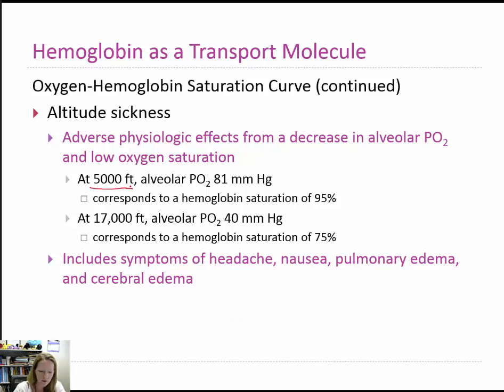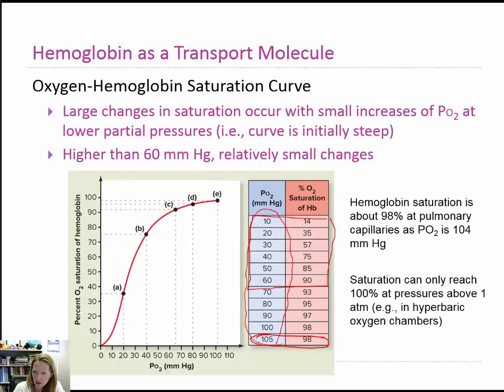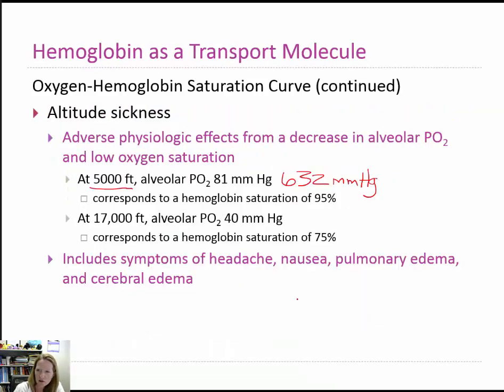All right, so 5,000 feet. 5,000 feet is like Boulder, Colorado. The atmospheric pressure in Boulder, Colorado is 632 millimeters of mercury. It's not 760. Because of that, we don't get that 104, 105 right here. No, we do not. Look, it's only 81 millimeters of mercury. That causes an issue for a couple of reasons.